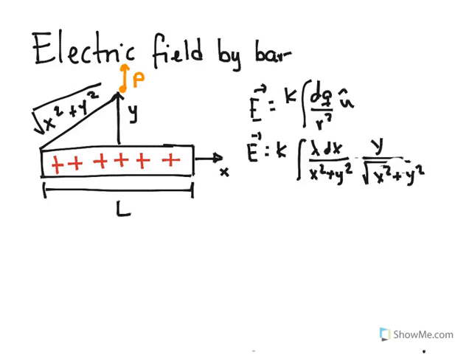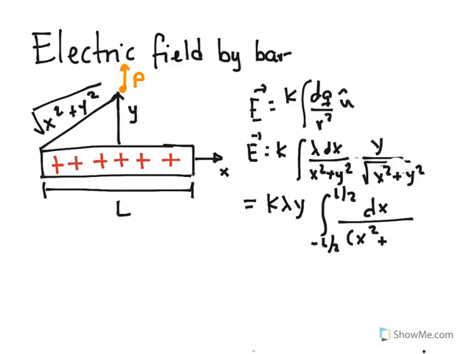So, rewriting this expression, we can take k lambda out of the integral, and also we can take out y, since y is constant, and this is going to be an integral from minus L halves to L halves of dx over x squared plus y squared to the 3/2.